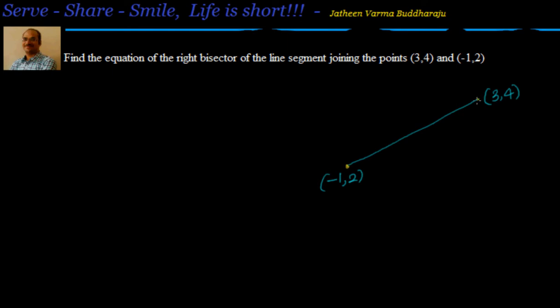What I want is the right bisector or the perpendicular bisector. What's the meaning of perpendicular bisector? First, whatever is called a right bisector will divide this line segment into 2 equal parts. Not only that, it will be perpendicular to the line segment.